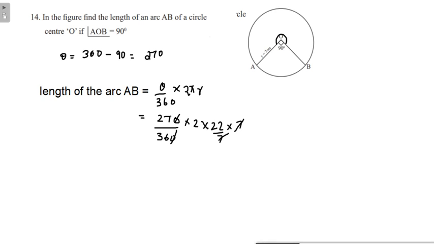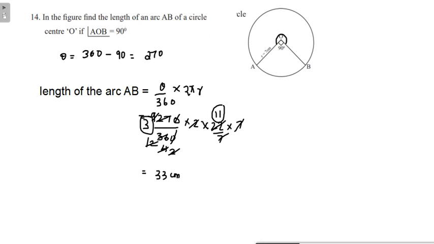And 27 and 36, they both are divisible. So 3 nines are 27, 3 12s are 36. Again it is divisible. 3s are and 4s are. So now 4 1s are and 2 and 2 and 22, you can cancel, where it is 11. So now here you are left with 3 and here you are left with 11. So the final answer will be 33. Final answer is 33 centimeter, the length of this arc.